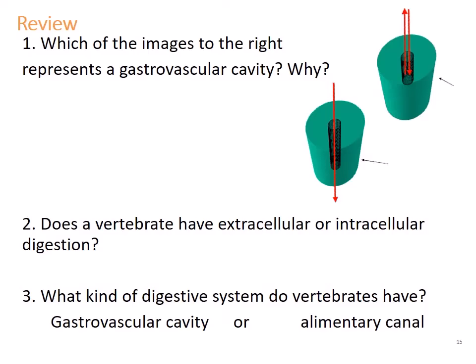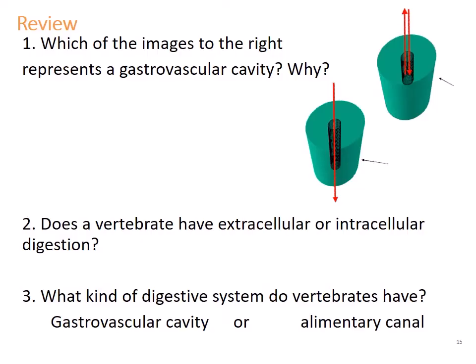Number 2, does a vertebrate have extracellular or intracellular digestion? So, we're a vertebrate. Do we have extracellular or intracellular digestion? Extracellular is outside the cell, intracellular is inside the cell. So, we do digestion outside of our cells in a tube, right? The alimentary canal. So, we have extracellular digestion. Oh, and I gave away number 3.